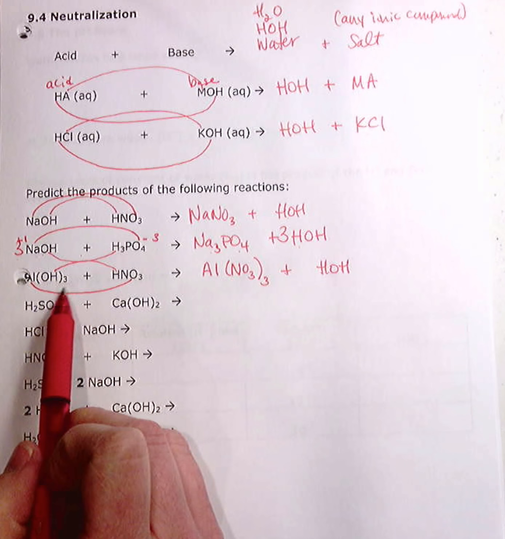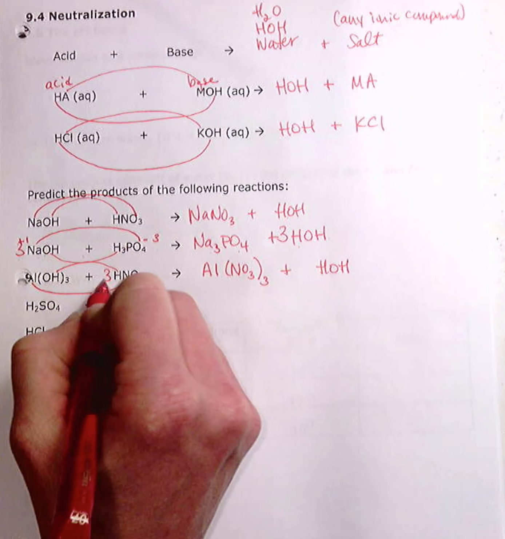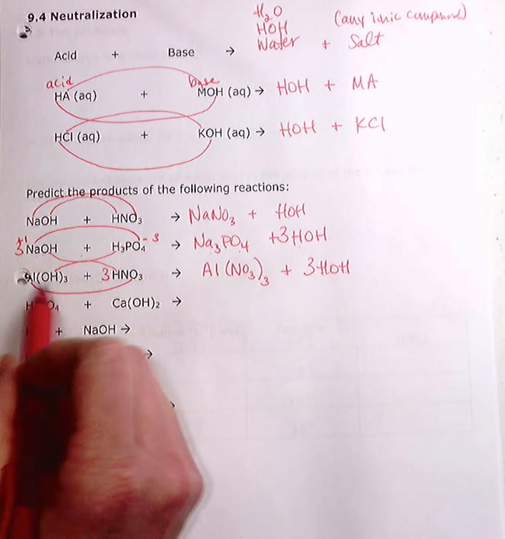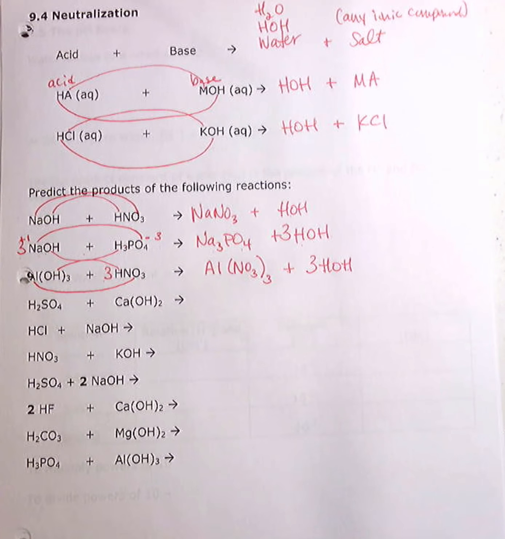Okay, so this isn't balanced because I have 3 nitrates here. I need 3 nitrates there, then 3 hydrogens and 3 hydroxides. Okay, so now that's balanced.